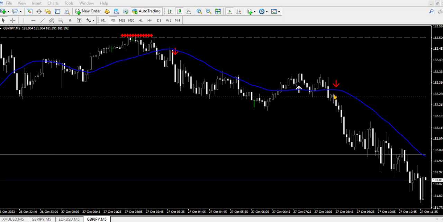And when you take your trade, your take profit will be the next zone. Here this is another zone. Yes, we will be targeting these major zones.